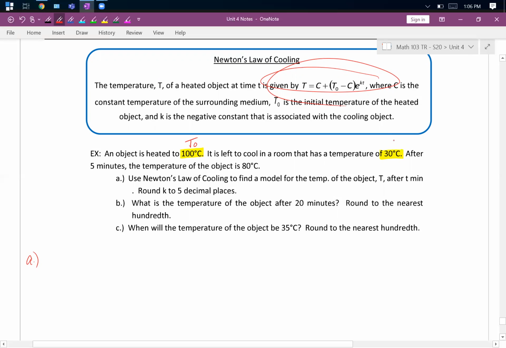The constant temperature? You got it. That's our C value. After 5 minutes, so that's definitely our little t, the temperature of the object has cooled down to 80 degrees Celsius. So what's the 80? A big T. The big T. So now we have everything except K, and we'll plug it into our equation and solve for K.